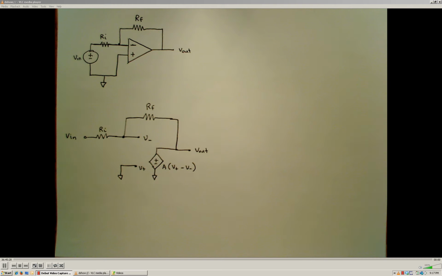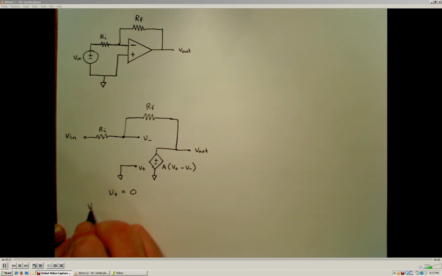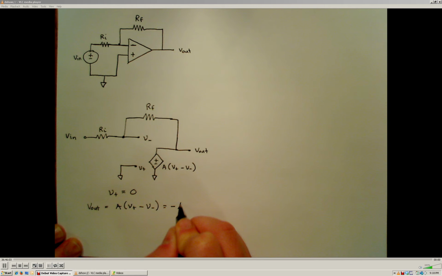Okay, so now we can take a look at how this system is going to behave. We know that the voltage at the non-inverting input terminal is 0, right? And we also know that since the output voltage is directly connected to this dependent voltage supply, V out is going to be equal to A times the voltage at the non-inverting input terminal minus the voltage at the inverting input terminal. But because we know that the voltage at the non-inverting input terminal is 0, this is equal to negative A, which is our large gain factor, times V minus.